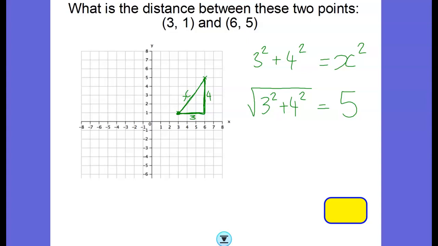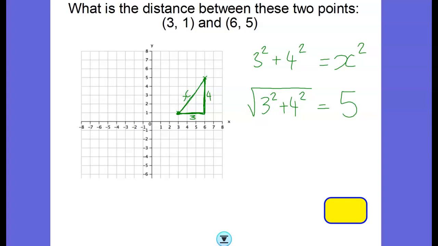Okay? So that's all you have to do is plot your points on a coordinate grid, work out the difference in the x-coordinates, work out the difference in the y-coordinates, square them both, add them together, and square root it. Pythagoras. That's all there is to it.